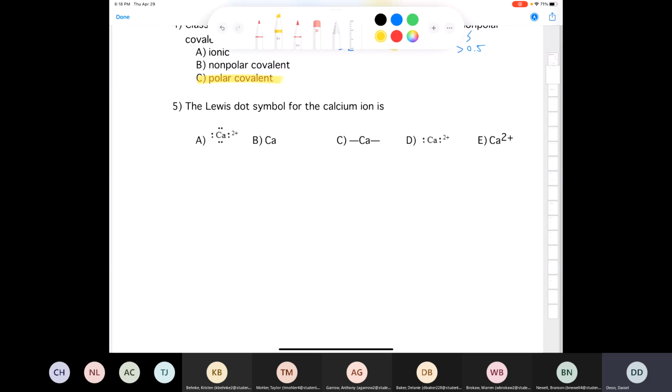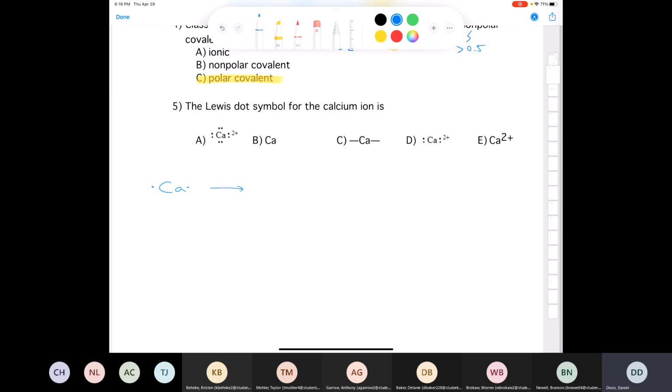The Lewis dot symbol for a calcium ion is, well, if you look at calcium, it is in group 2A. Just a plain old calcium is going to have 2 dots. We could write them like this, or I could write them like this, right? We want to have the maximum number of unpaired electrons.